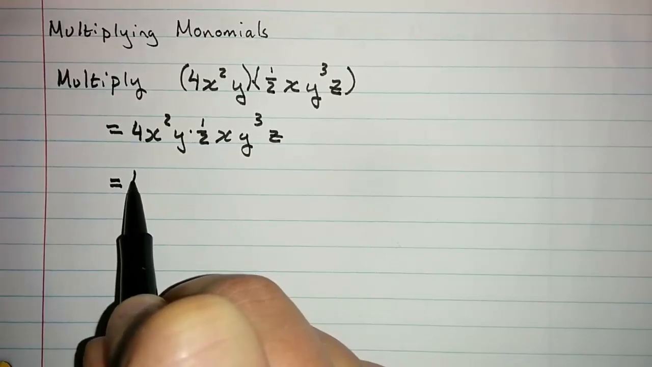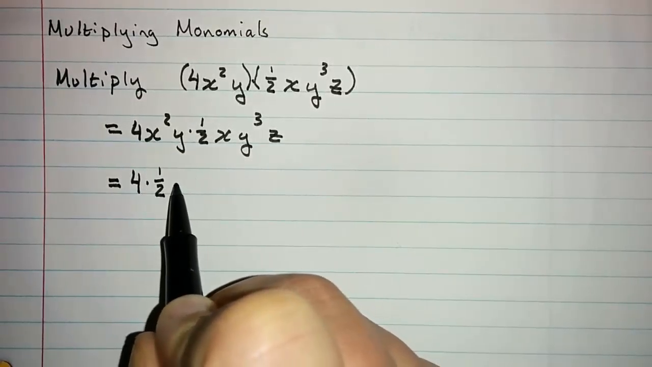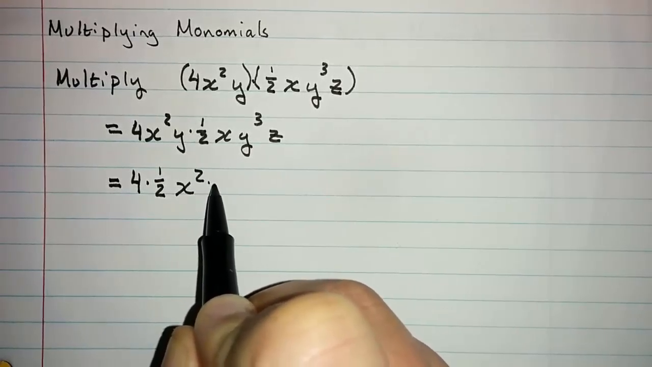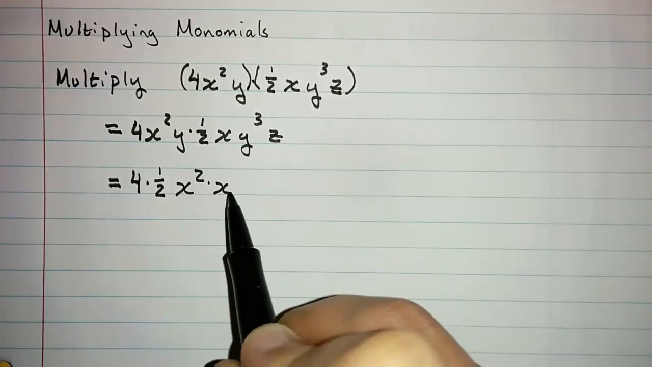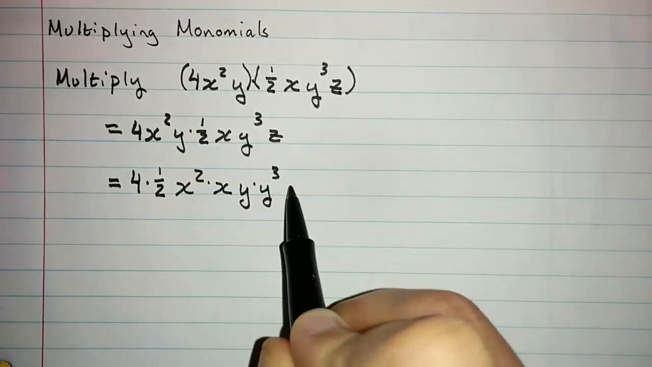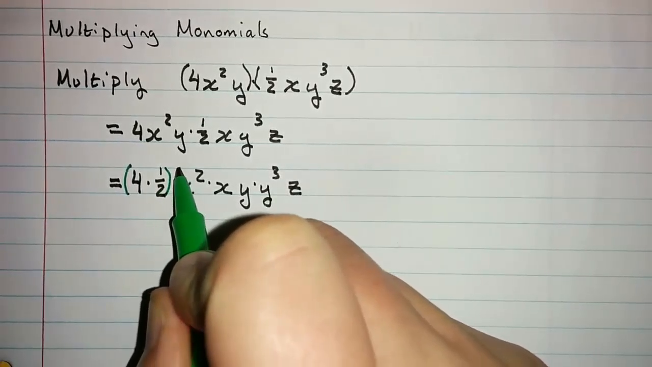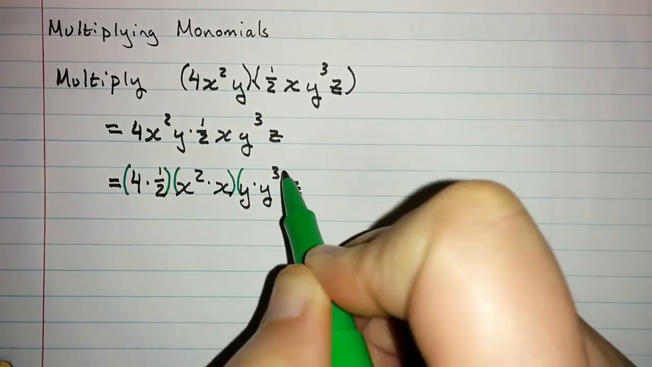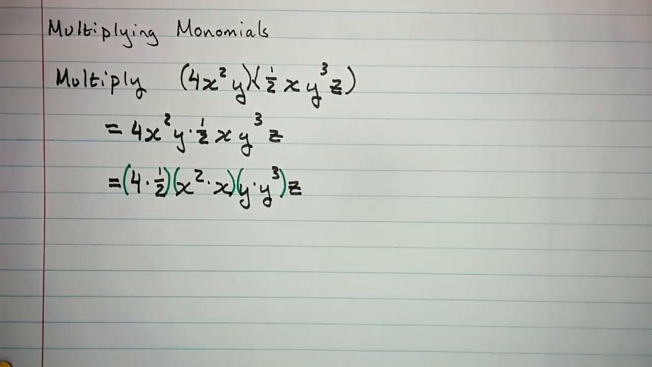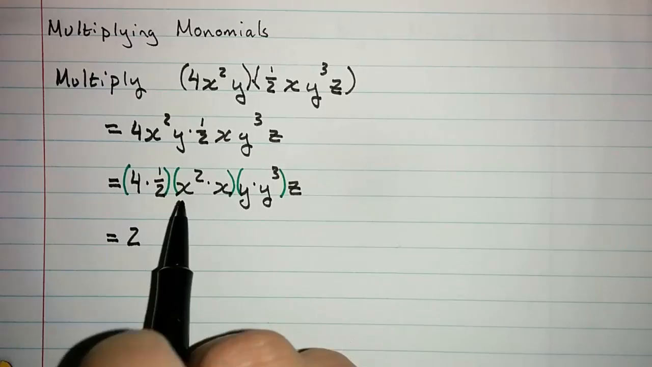I'd like to rearrange the factors so that I have all the numbers together, all the x's together, all the y's together, and I've only got the one z, so it'll be together with itself. But now using the associative property again, what do I get? Well, with the numbers I'll have 4 times 1/2, which is 2.